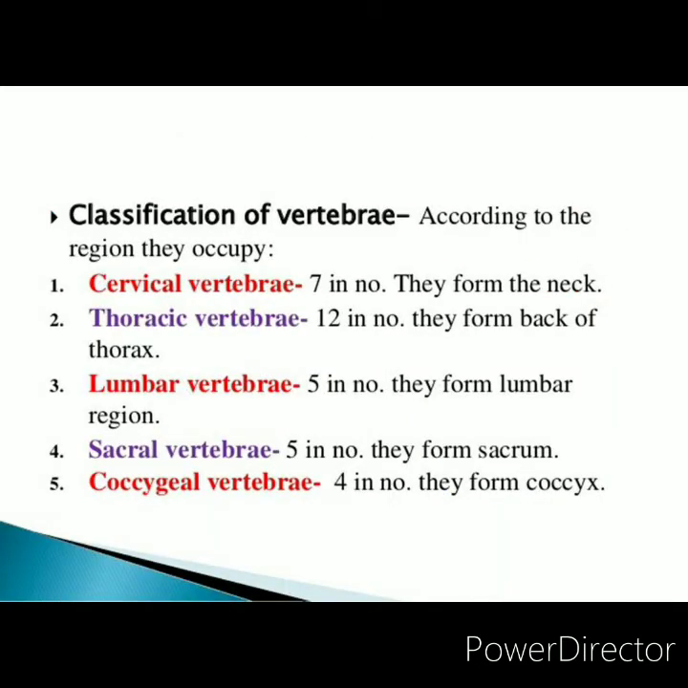So, classification of vertebrae according to the region they occupy. As I have already mentioned, cervical vertebrae, how many? Total 7 in number. They form the neck. Thoracic vertebrae, 12 in number, they form the back of the thorax, the back side. Lumbar vertebrae, 5 in number, they form the lumbar region, on the back side only. Then sacral vertebrae, 5 in number, and coccygeal vertebrae, 4 in number. They form the sacrum and the coccyx. Okay, these are the things you can find on our back side.